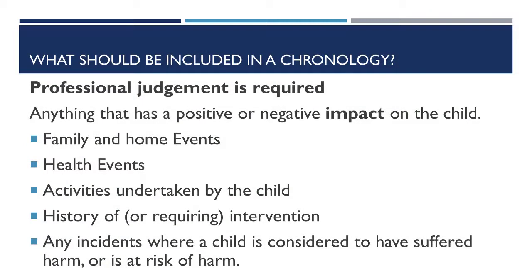Professional judgment is required to decide whether particular circumstances or events are significant for a particular child. However, as a guide, a significant event is anything that has a positive or negative impact on them. It does not have to happen directly to them. It can be any change in circumstances or events that have, or may have, consequences for the child.